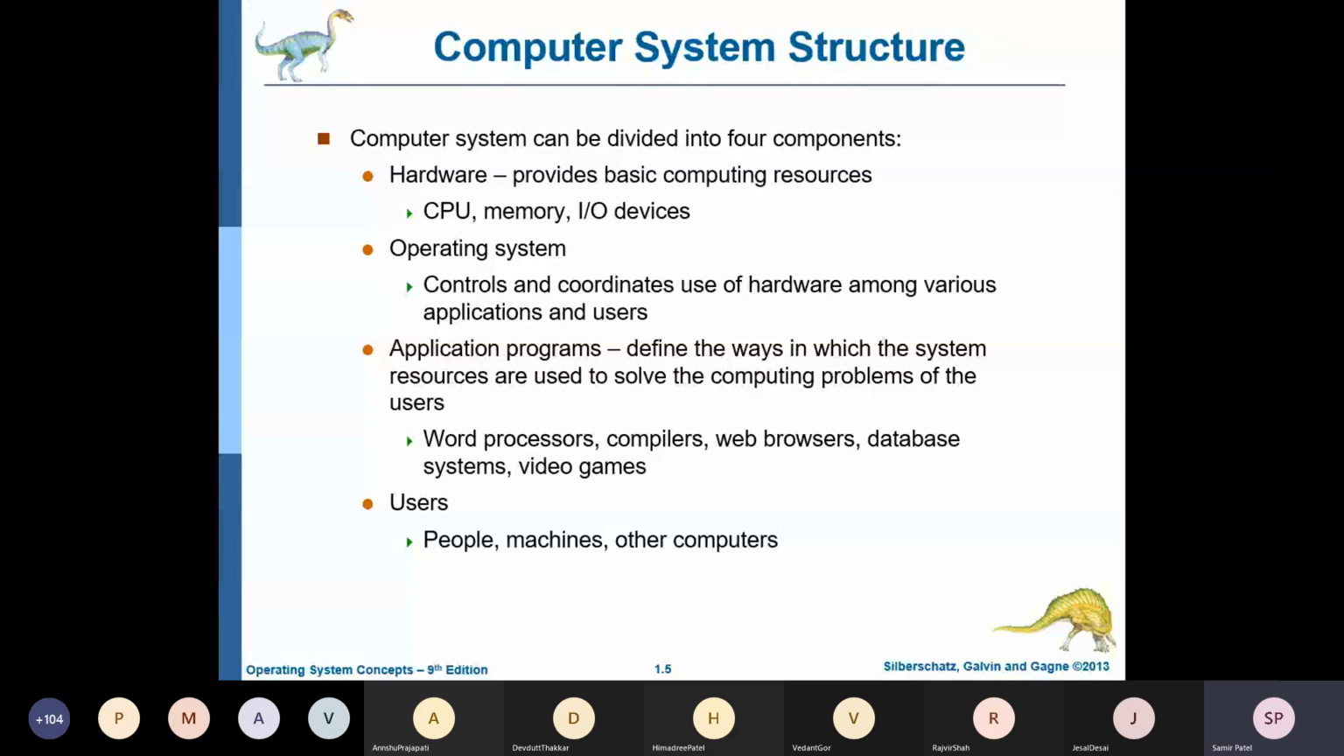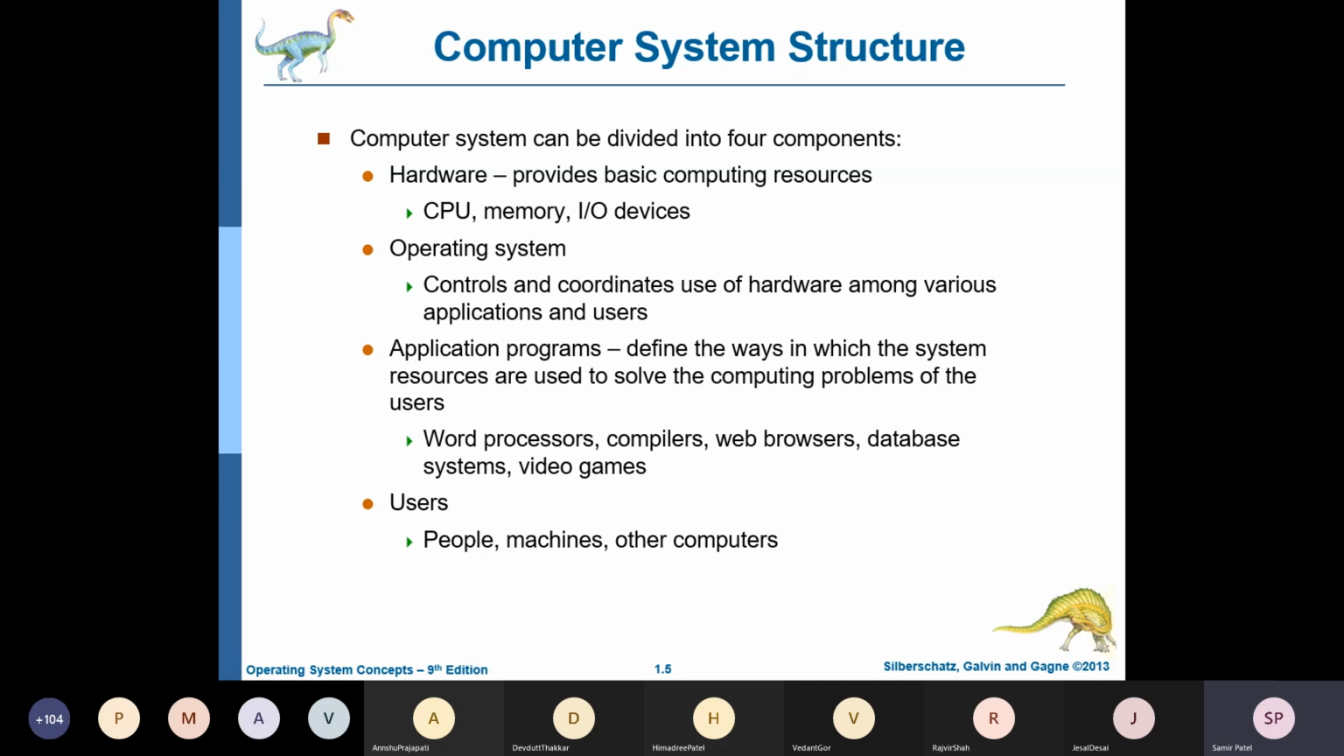Right. So now this is the slide where we are having the computer system architecture. So we know what is the architecture of the computer system, right? If you look into the architecture of the computer system, then there is hardware, there is application software, there are users who are going to use it, and at the same time, everything is supposed to be managed by the operating system, right?